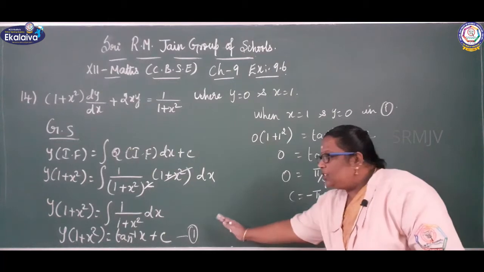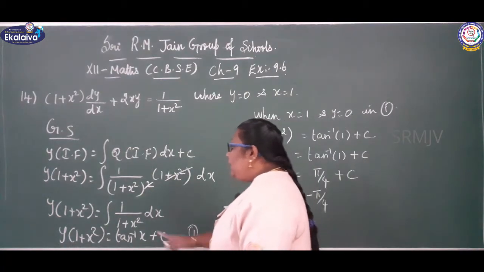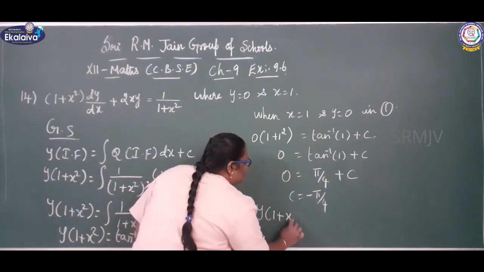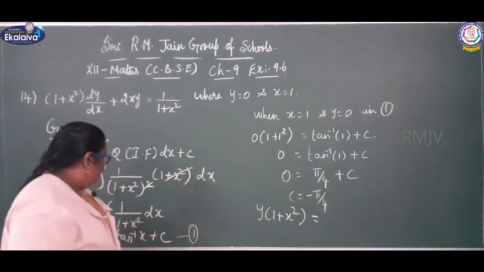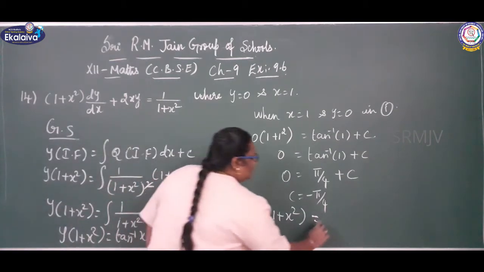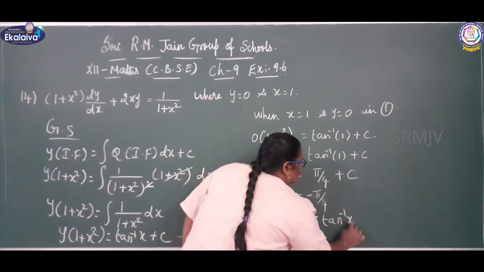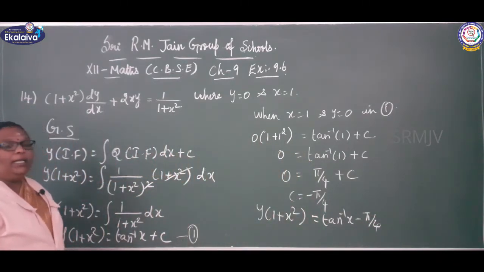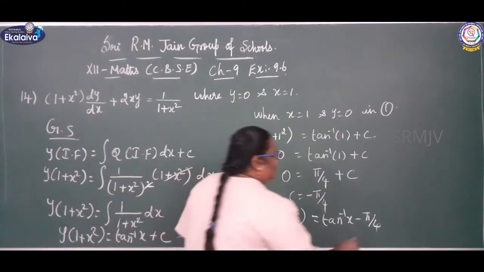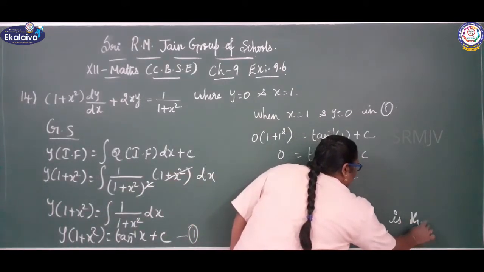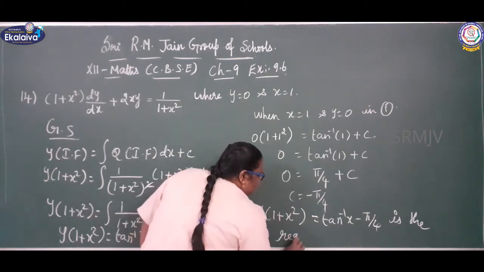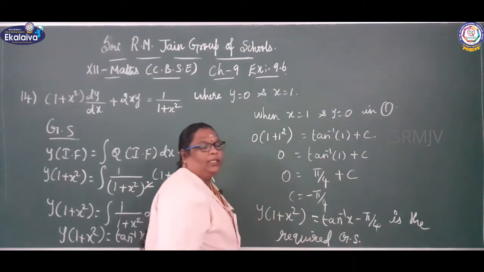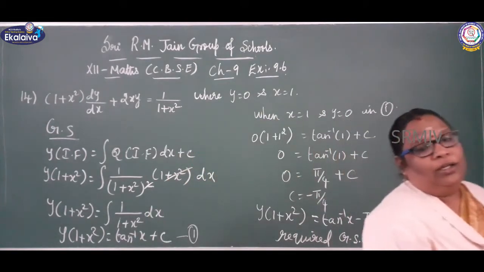You can substitute in the general solution. So y into 1 plus x square equal to tan inverse of x, tan inverse of x minus pi by 4. Tan inverse of x minus pi by 4 is the required general solution.